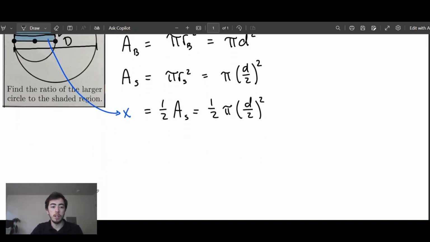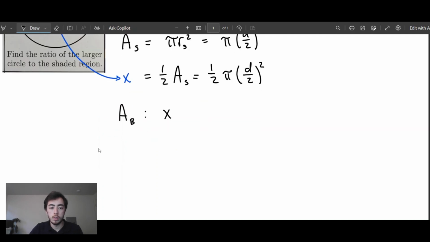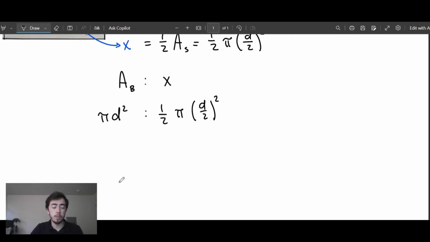Nice. So now I can compare the ratio of the larger circle, the area of the larger circle, which will be area of big circle, compare it to the area of the shaded region, which is x. Doing some substitution, that's going to be pi d squared compared to 1/2 pi d over 2 squared. For starters, the pi's cancel out.